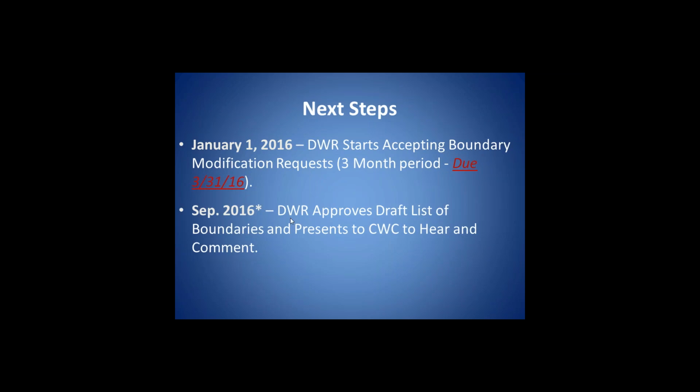By September 2016, the department plans to have an approved draft list of boundaries and present it to the California Water Commission for hearing and comment. And then by early '17, DWR will publish the final basin boundaries in an addendum to Bulletin 118.